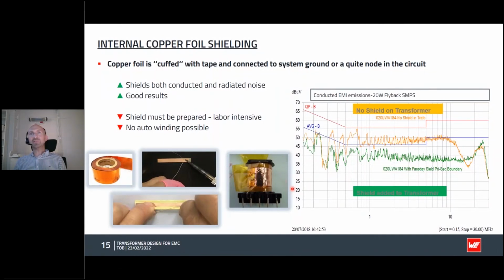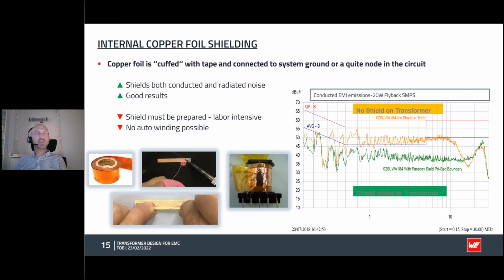Now, say we've implemented all those techniques and we still have an EMC problem in the lab. Is there anything else we can do? Fortunately, the answer is yes. There are a few things we can do. Of course, they do come with some negatives, typically cost or size are the problems.